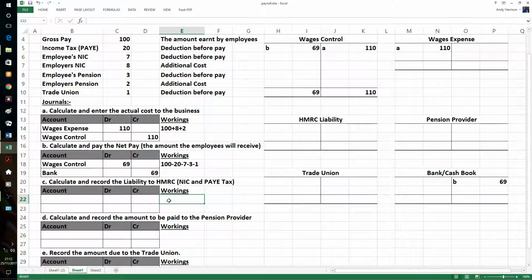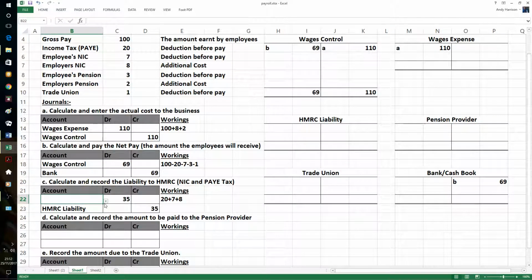So how much have we got to pay over to HMRC? Well, if it's not split, if it's just one account, it's going to be one payment, one cheque. The 20 income tax and the two lots of national insurance contributions go over to the government. That adds up to 35. And we owe money, it's a liability account to HMRC.